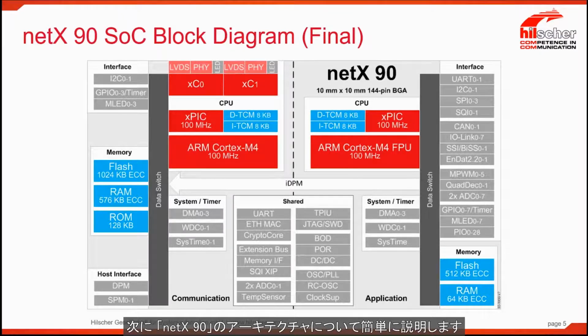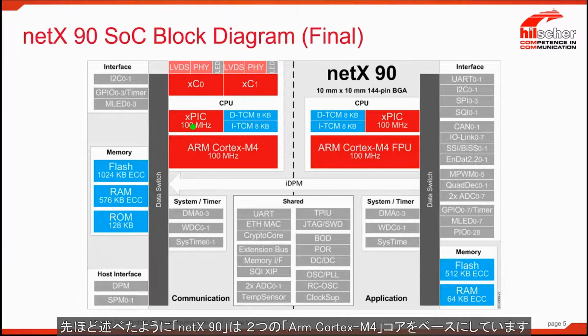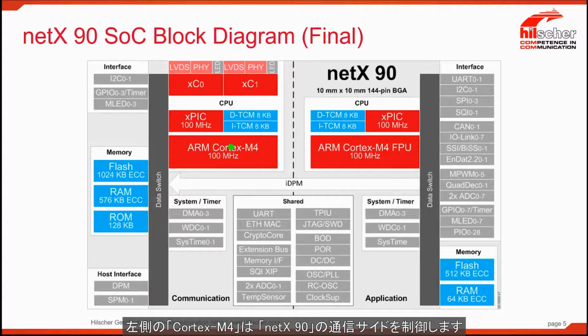Let's take a brief look at the architecture of the netX 90. As we mentioned, the netX 90 is based on 2 cores, both ARM Cortex M4 cores. This Cortex handles the communication side of the device. This core and the variety of peripherals around it make up the devices that do the communication. On the other side, this Cortex M4 is made available to the user and is totally dedicated to their task.